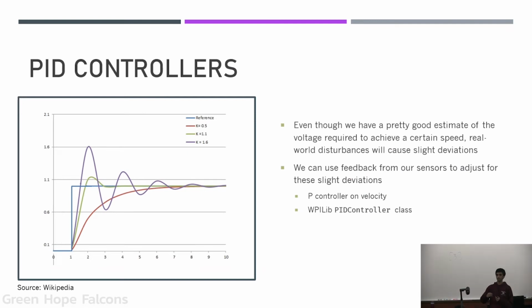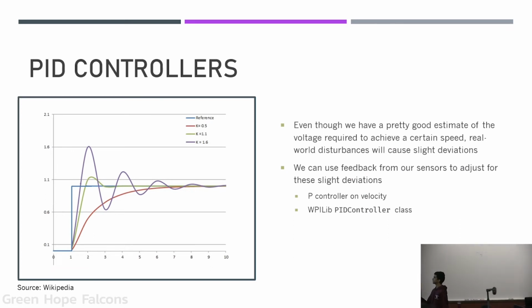So the error is 0.1, because 4.1 is where we want to be and 4 is where we are. So it's 4.1 minus 4, which is 0.1. The p-value is multiplied by that error, and that is the voltage that we add on to the motor.